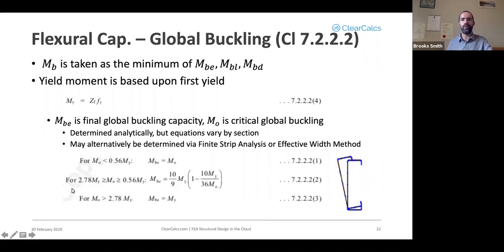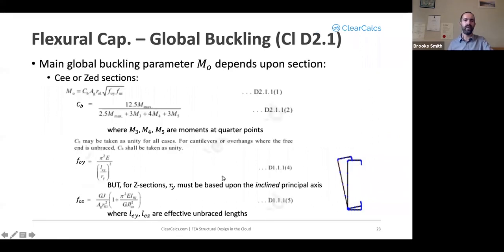No matter what method you use, you end up going through the set of conditions shown at the bottom of the screen here. So depending upon the value of M naught relative to My, your overall global buckling capacity is going to be equal to M naught. It's going to be equal to My if global buckling can't occur, or this equation if it's somewhere in between.